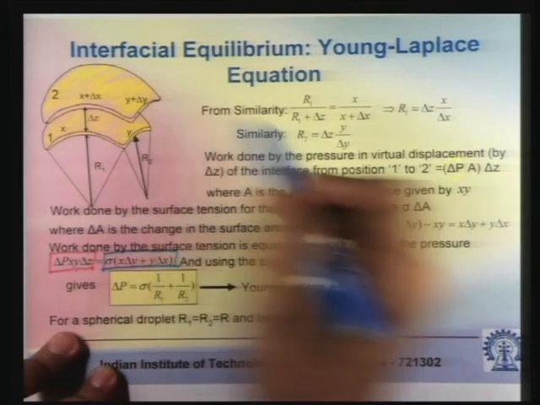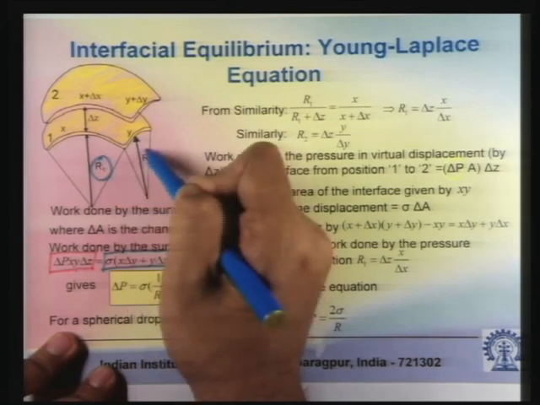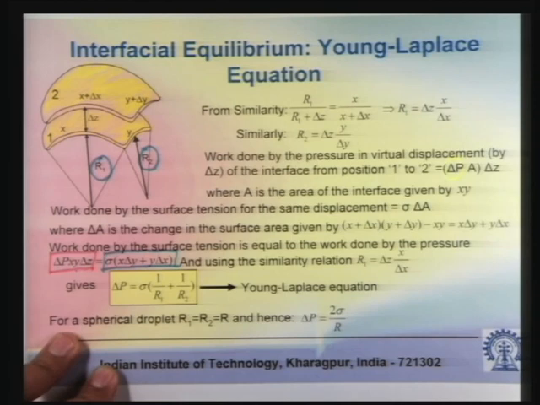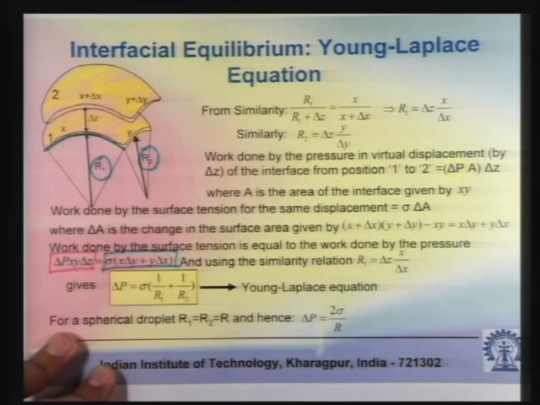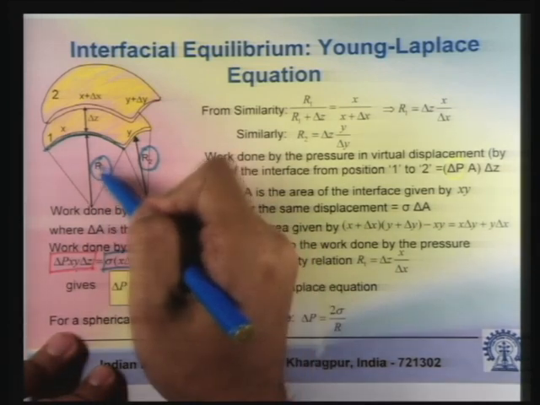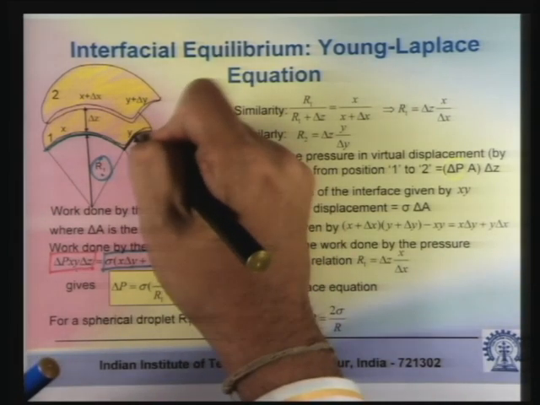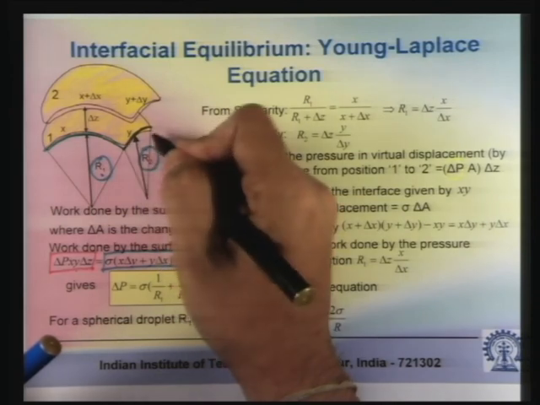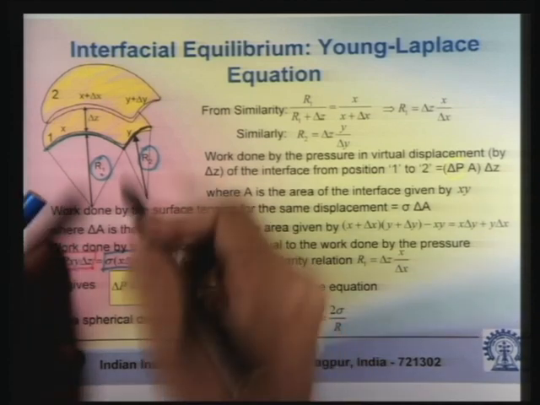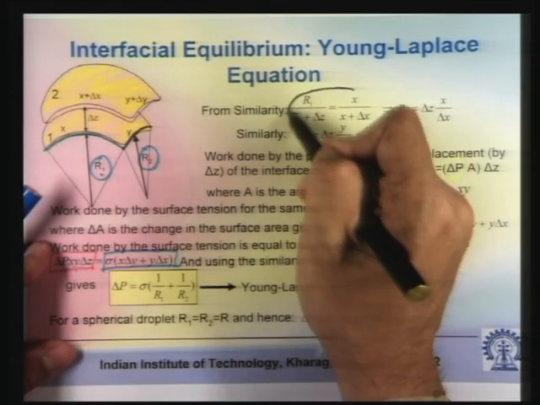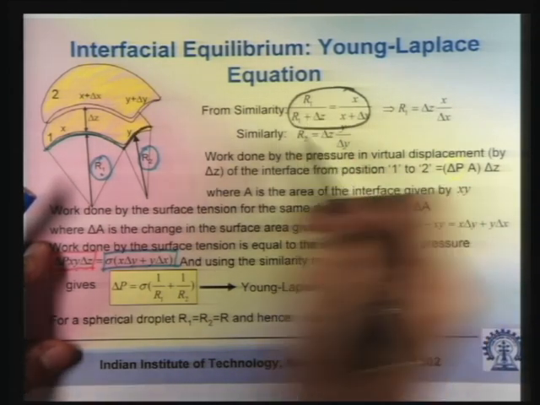So if you equate the work and the energy and you use some very simple similarity in geometry, we require two important understandings: the radius of curvature of the surfaces. This is one principal curve of the surface, which has the radius of curvature R1. This is another principal curve of the surface, which has radius of curvature R2. So these are the radii of curvature called R1 and R2, and they are related to x, y and z by the similarity relationship.